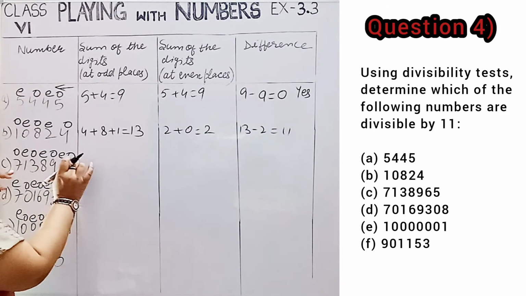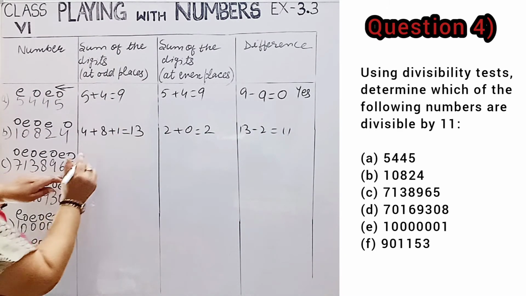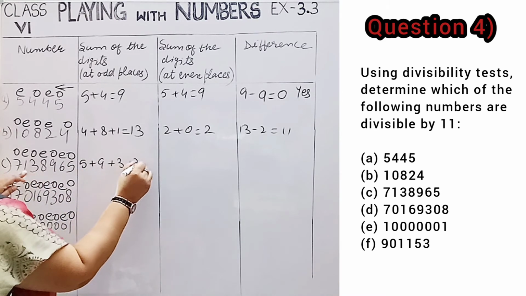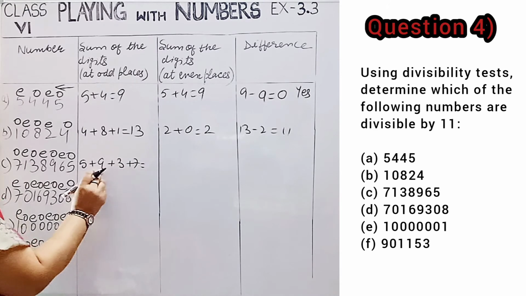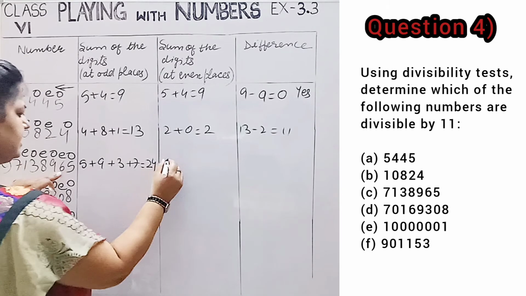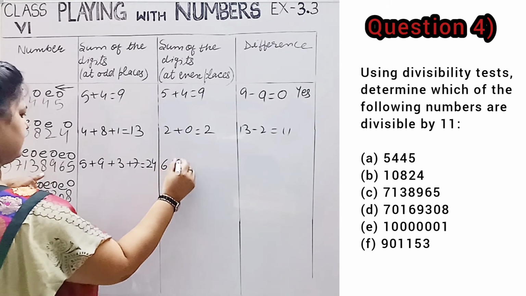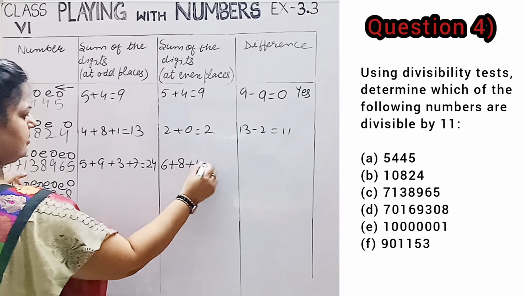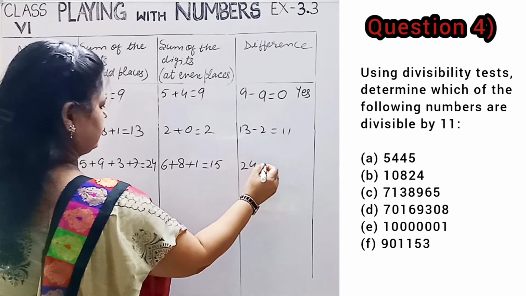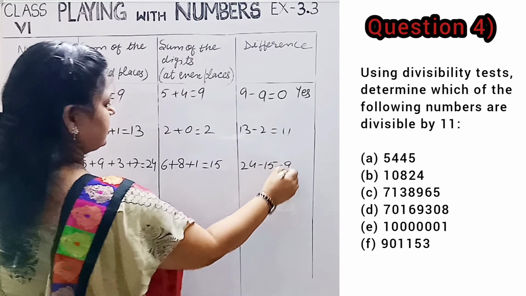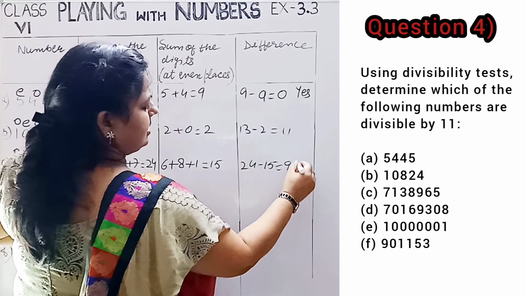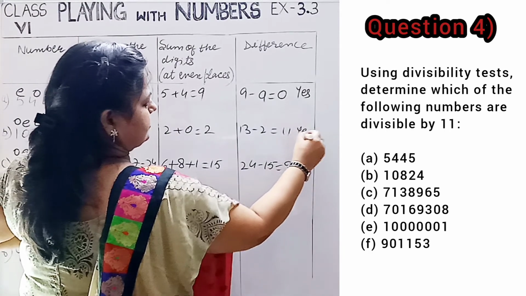Now this one is odd places again. 5 plus 9 plus 3 plus 7. 7, 3, 10, 10, 9, 19 and 5, 24. Even places 6 plus 8 plus 1. Now this is 15. 24 minus 15 is 9. So it is neither 0 nor divisible by 11. So this is not divisible by 11 and this was yes.